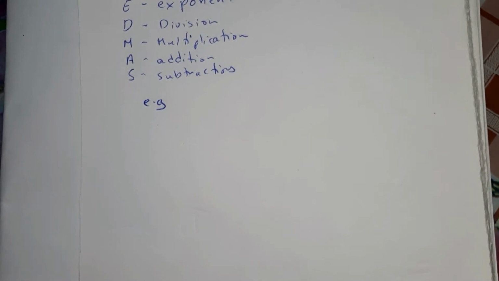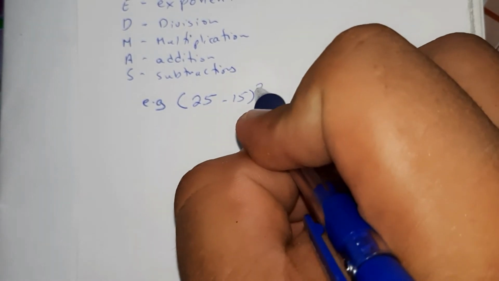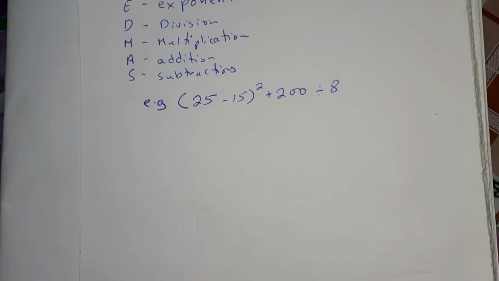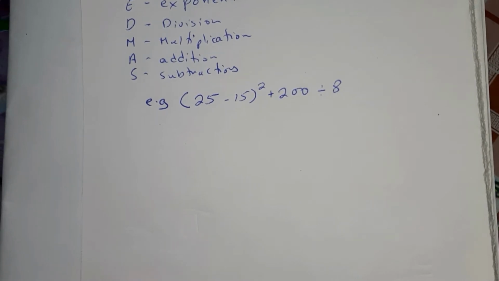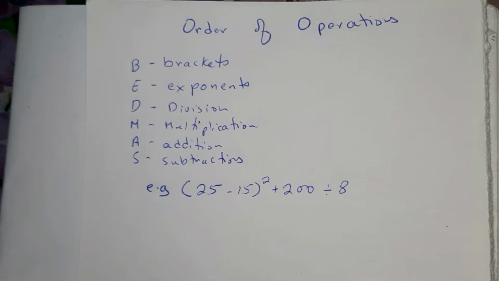For example, if we have a problem that says open bracket 25 minus 15, close bracket, raised to the power of 2, plus 200 divided by 8, right? Now most of you would want to go from left to right, or start from the 8, or start from the 200. No, BEDMAS says for all of us to do the same thing. We will start working with which one? Yeah, brackets. So we're going to do the brackets first.